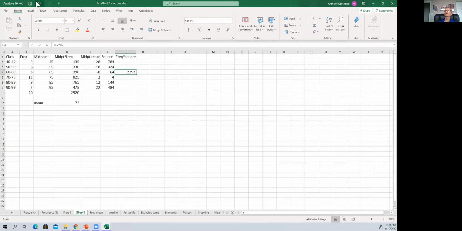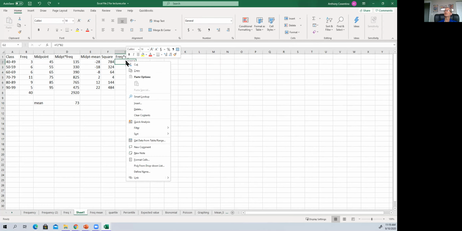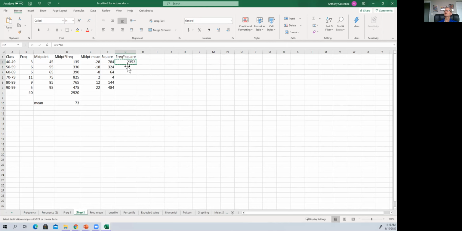Whoops, that's not what I wanted to do. Start over. Right click, copy, highlight, paste. There we go. So now that is the frequency.